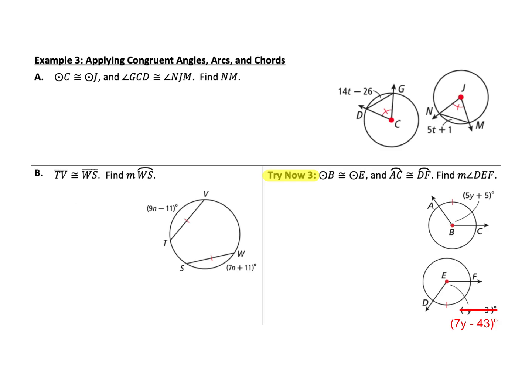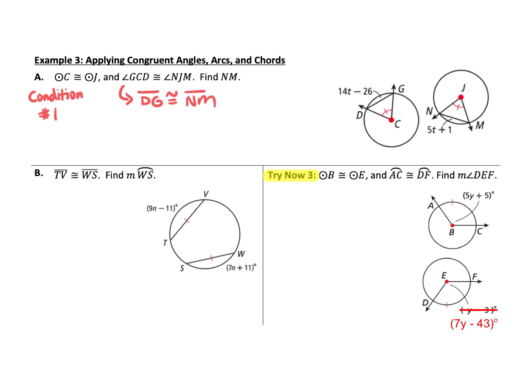So here is an example. For part A, we're given that circle A is congruent to circle J. If that was not given, we would not be able to apply that theorem that we just talked about. We're also given that angle GCD is congruent to angle NJM, and you can see that those are central angles. Looking at condition number one from the theorem we just filled out, congruent central angles produce congruent chords. So chord DG is going to be congruent to chord NM.